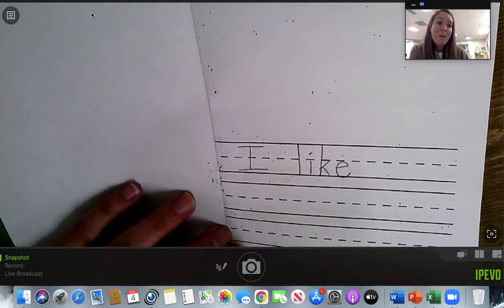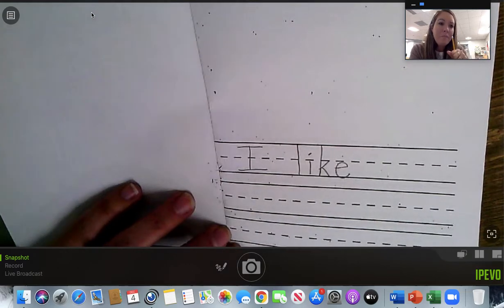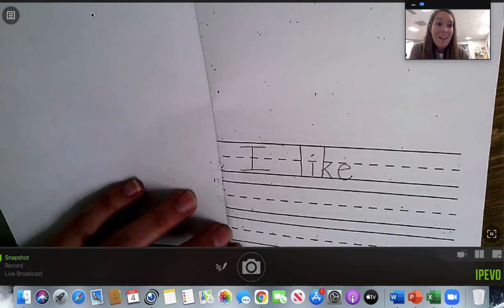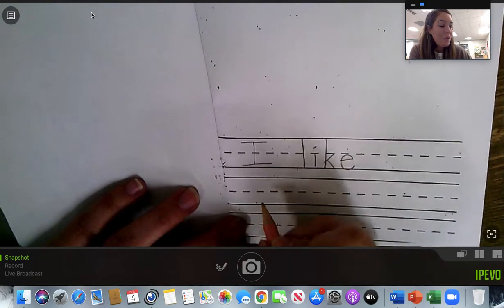Now my last word on each page is going to be different, right? But I need to sound it out. What's something that I like? I like reading. So I'm going to write the word reading on this line.